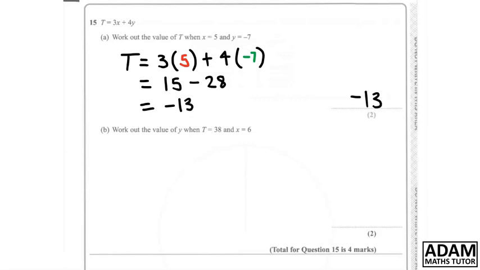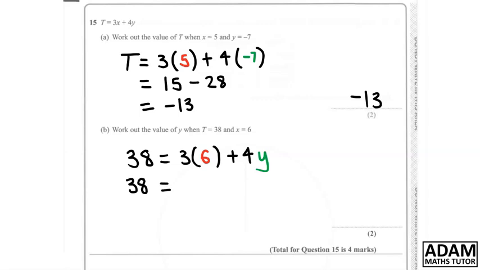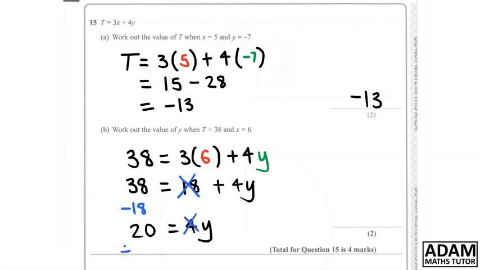Part B. Work out the value of y when t is equal to 38 and x is equal to 6. So 38 would be equal to 3 lots of 6 plus 4y, which is what I'm trying to work out. So 38 would be equal to 18 plus 4y. I can then take away the 18, so 20 would be equal to 4y. And the last step to solve this would be to divide by 4. So therefore y would be equal to 5.